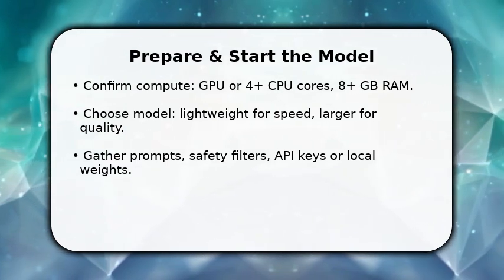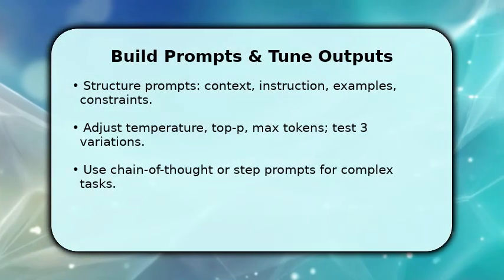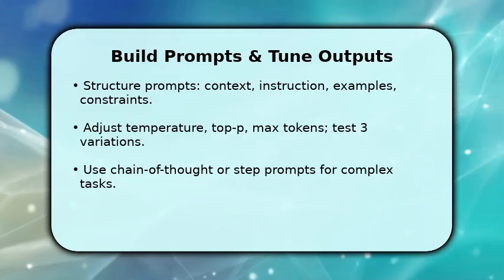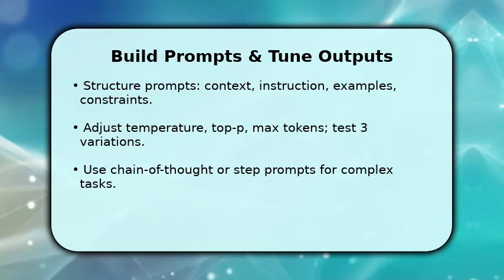You continue by crafting prompts and tuning the model's behavior. This is the complex middle of the process. First, structure prompt layers: context, clear instruction, optional examples, and explicit constraints so the model knows boundaries.